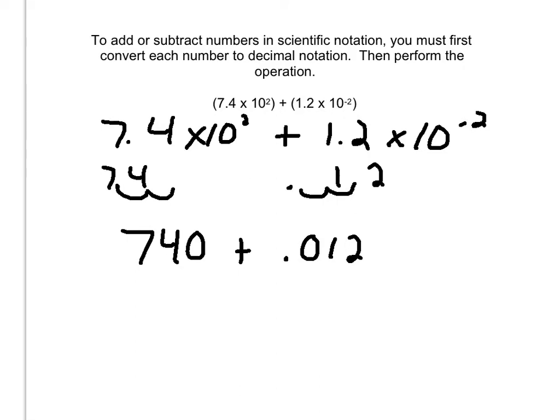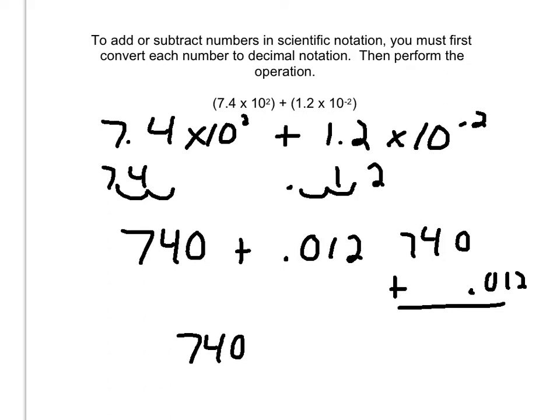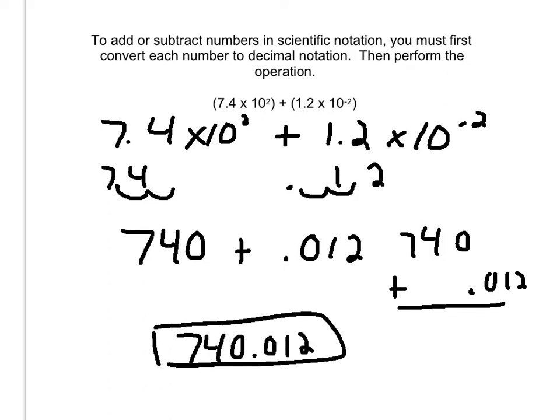Then I'm going to take 740 plus 0.012, and that's 740.012. So there's no quick way to add those numbers together. You have to go the long route and convert them to regular numbers first and then add them. Let's go on to multiplying and dividing now.